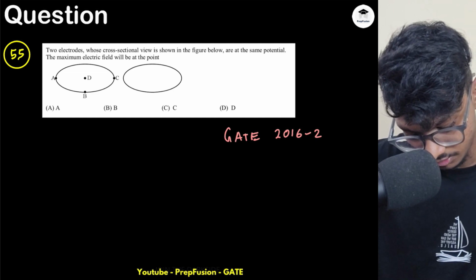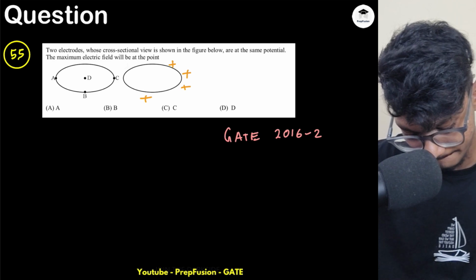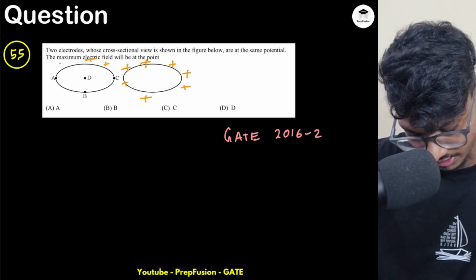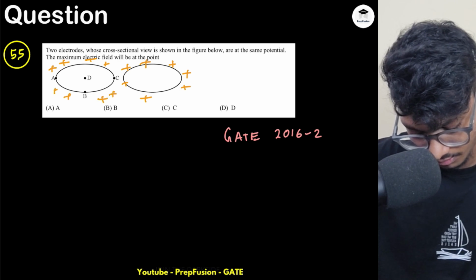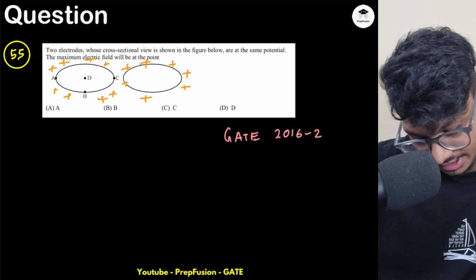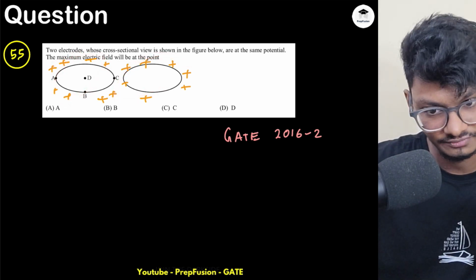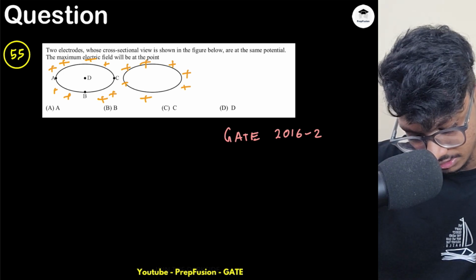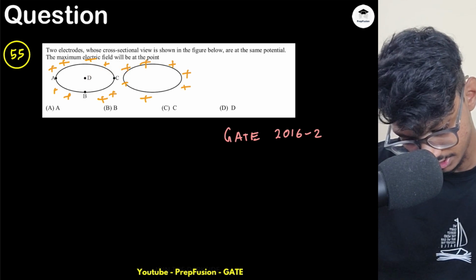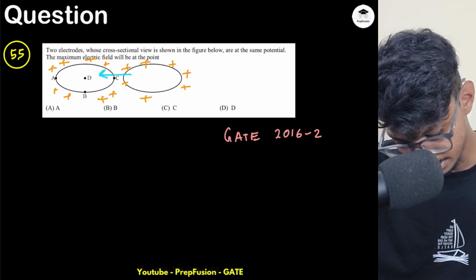So what I can say is, let's assume that this has some positive electric field, and this also has some positive electric field. Since they are at the same potential, they will have the same electric field. So this will generate an electric field in this direction, and due to this, an electric field will be generated in this direction, right?